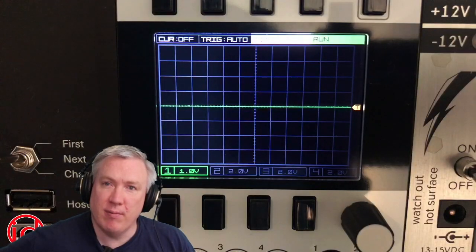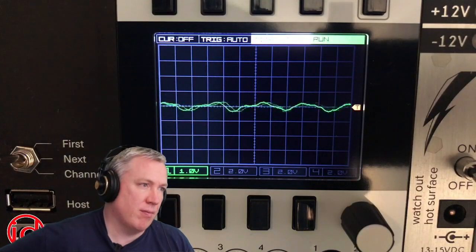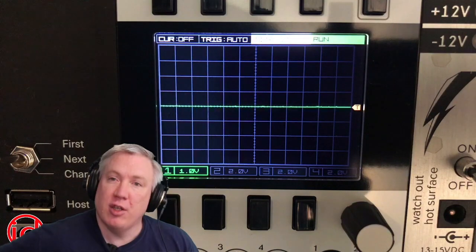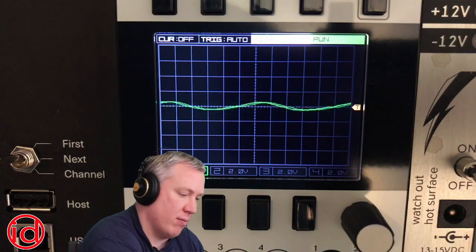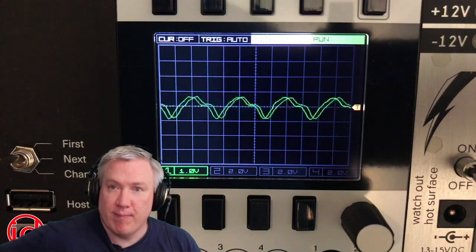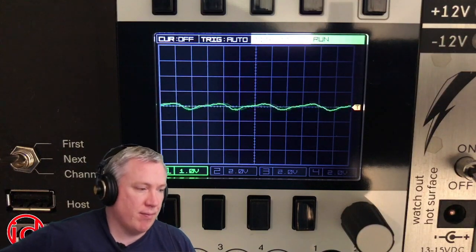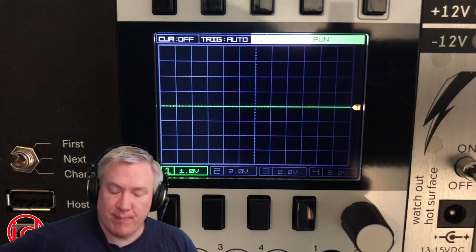The original signal, shifted down. The original signal again, shifted up.